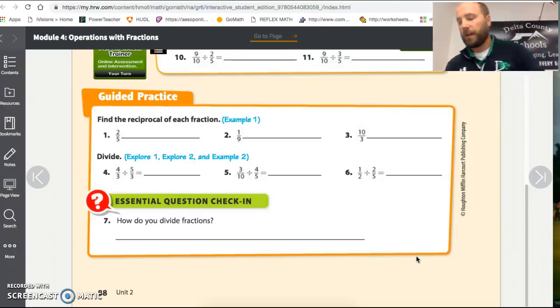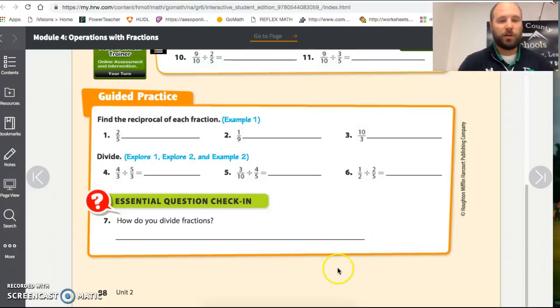All right, hopefully you've had some time to do it. Let's check our work. Number 1 should be 5/2, using the reciprocal. Number 2, 1/9, the reciprocal is 9/1, or 9. 10/3 is 3/10. These ones should be easy. These are just using the flip.